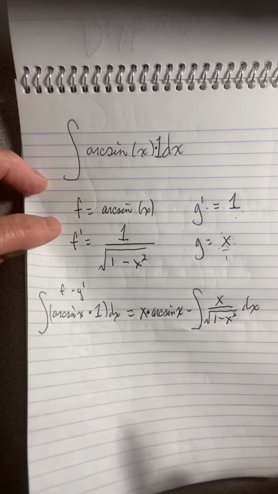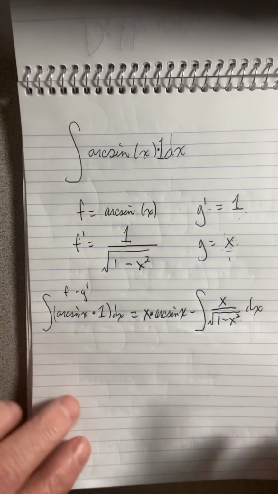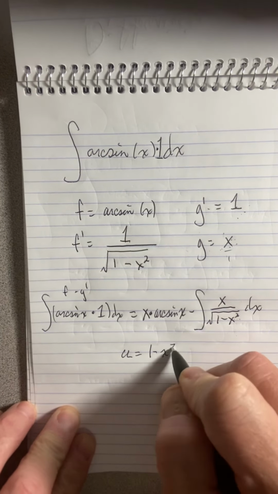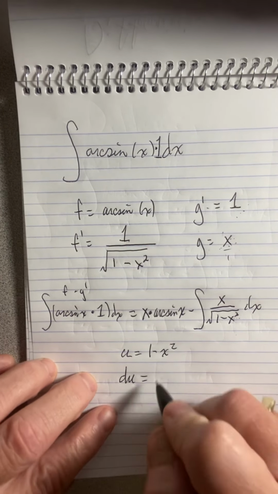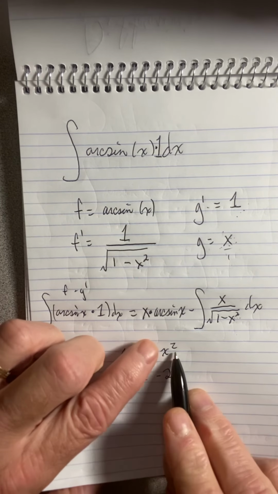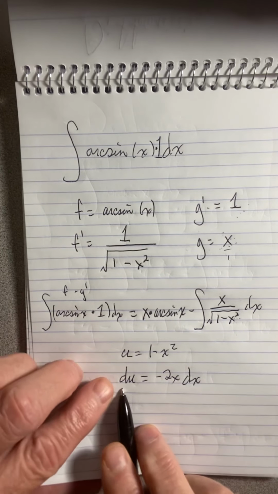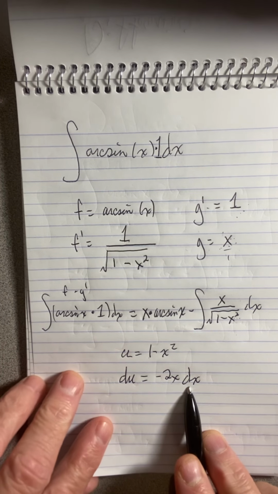So we need to deal with x times arc sine of x minus the integration of x over the square root of 1 minus x squared dx. But to handle this, we're going to let u equal 1 minus x squared. That means the differential of u, remember, is the derivative of this, which is negative 2x. The 1 goes to 0, and then you get a negative 2x here, times the differential of x. That's the definition of the differential of u. You take the derivative of the function and then multiply by the differential of x.